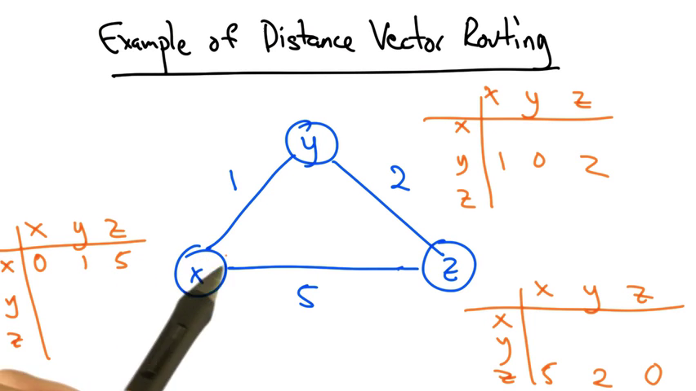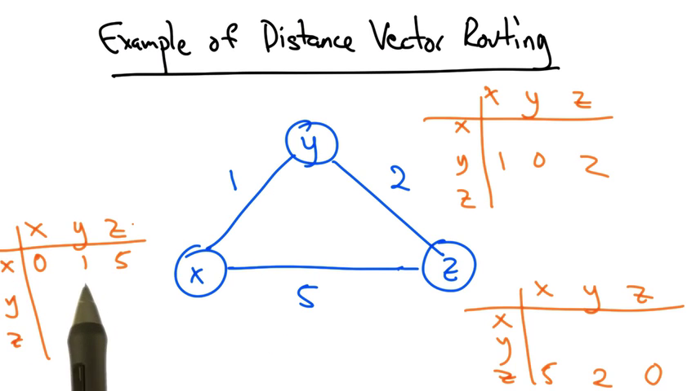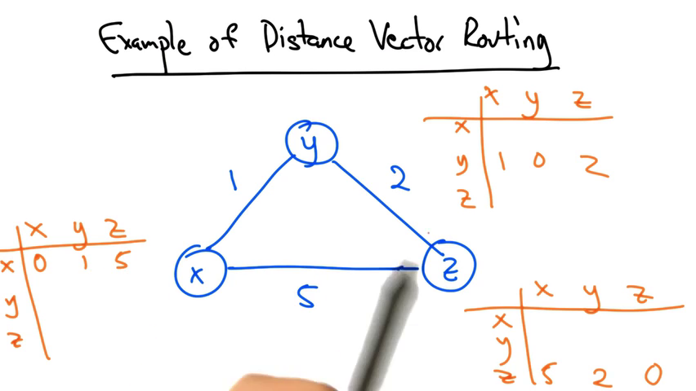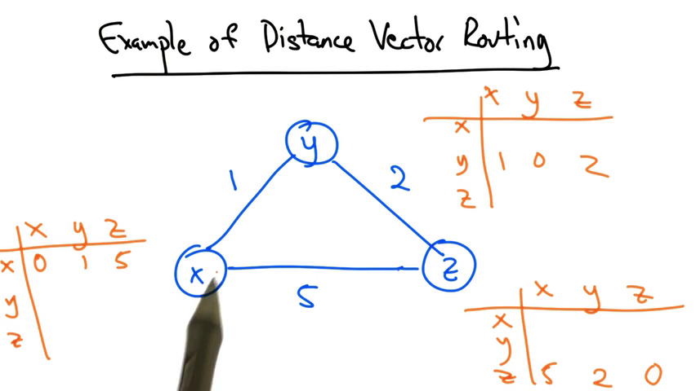Let's suppose that we have a 3-node network with the costs on the edges as shown. Initially, each node has a single distance vector representing the shortest path cost to each other incident node in the graph. For example, the distance between x and x is obviously 0, and the shortest known distance between x and y from x's perspective is 1, the direct path.